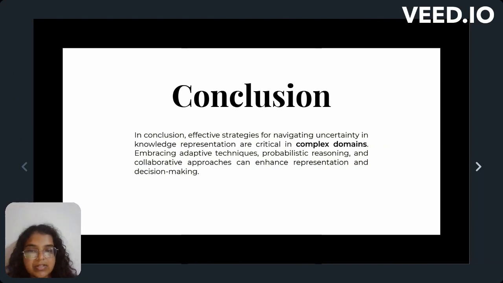In conclusion, effective strategies for navigating uncertainty in knowledge representation are critical in complex domains. Embracing adaptive techniques, probabilistic reasoning, and a collaborative approach can enhance representation and decision making.